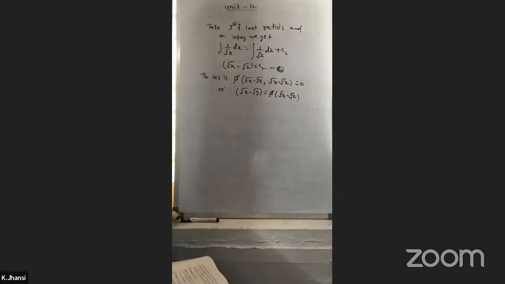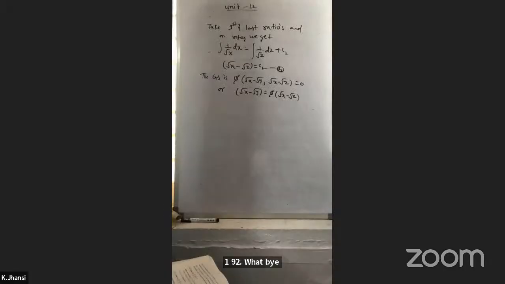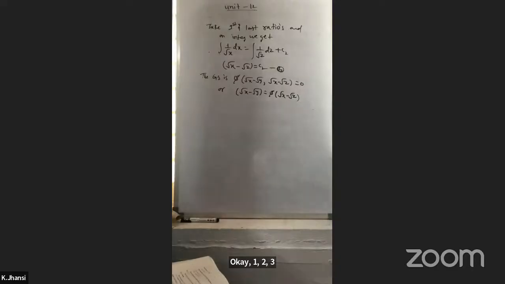192 page number, 9.4, 1, 2, 3. Objective type, that answer you have to write; for 5 marks, you have to write the solution.